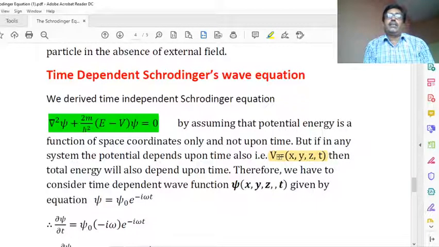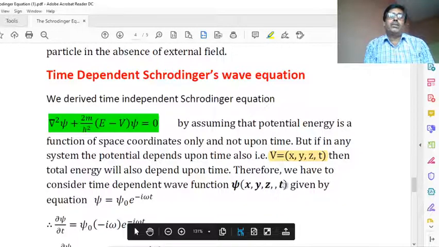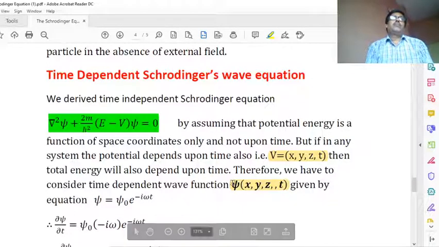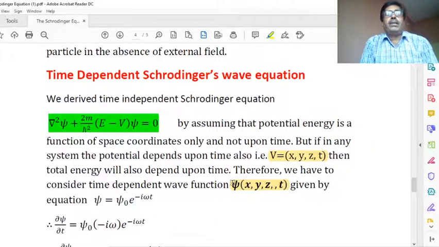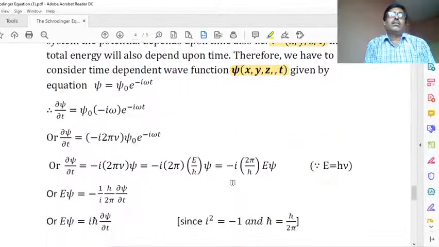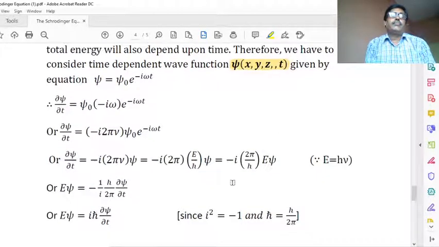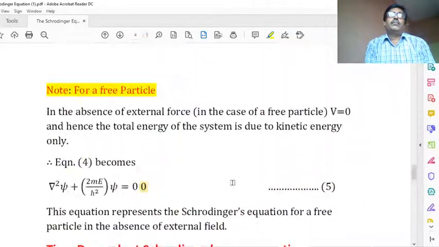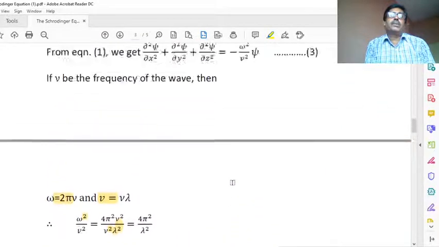But if in any system the potential depends upon time, it means we will write V is equal to V(r, t), meaning x, y, z, t. Then total energy will also depend upon time. And if total energy depends upon time, then psi will be a function of position and time. So to get the equation for time dependent Schrodinger equation, we proceed as we are talking here. See here, we start from the wave solution.